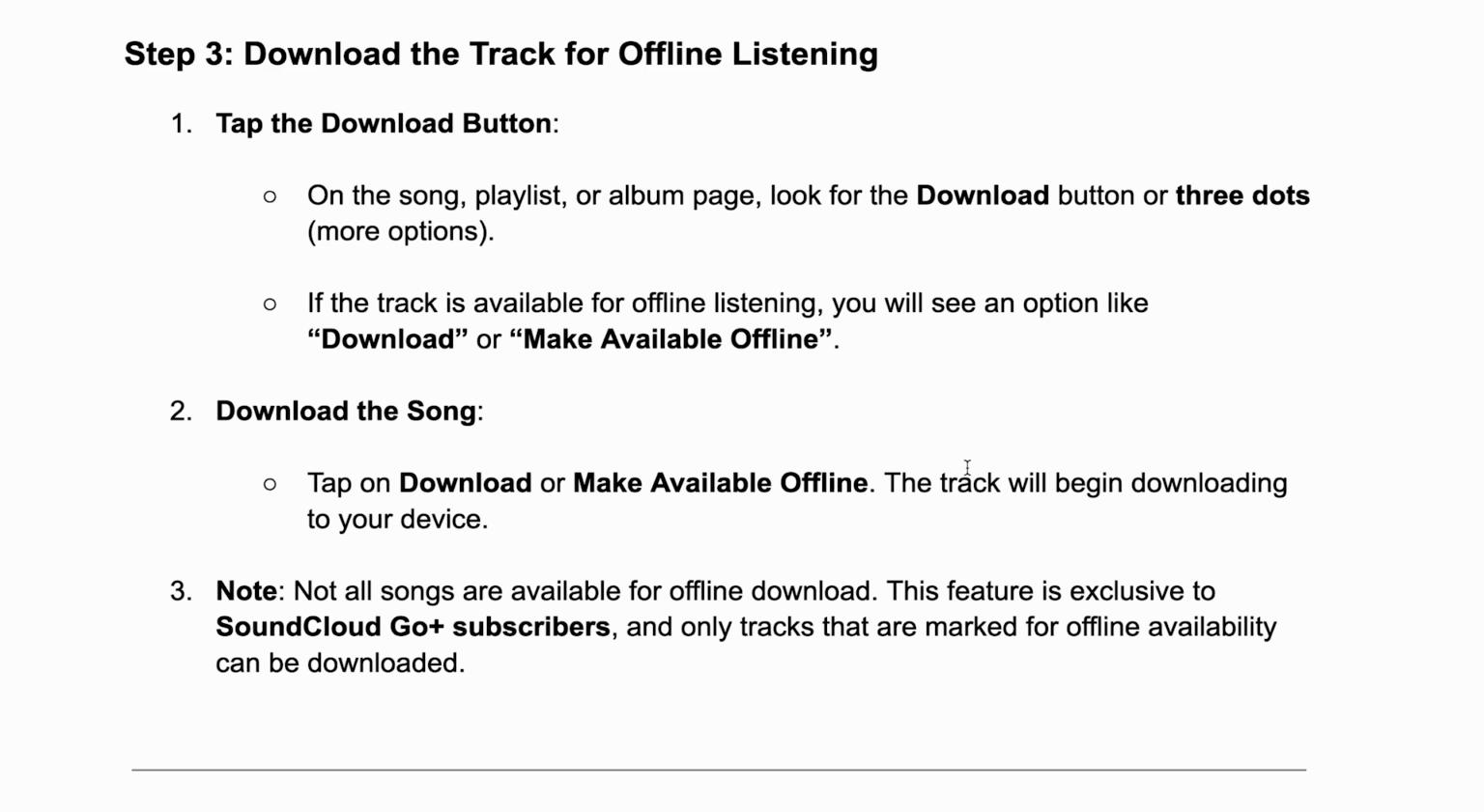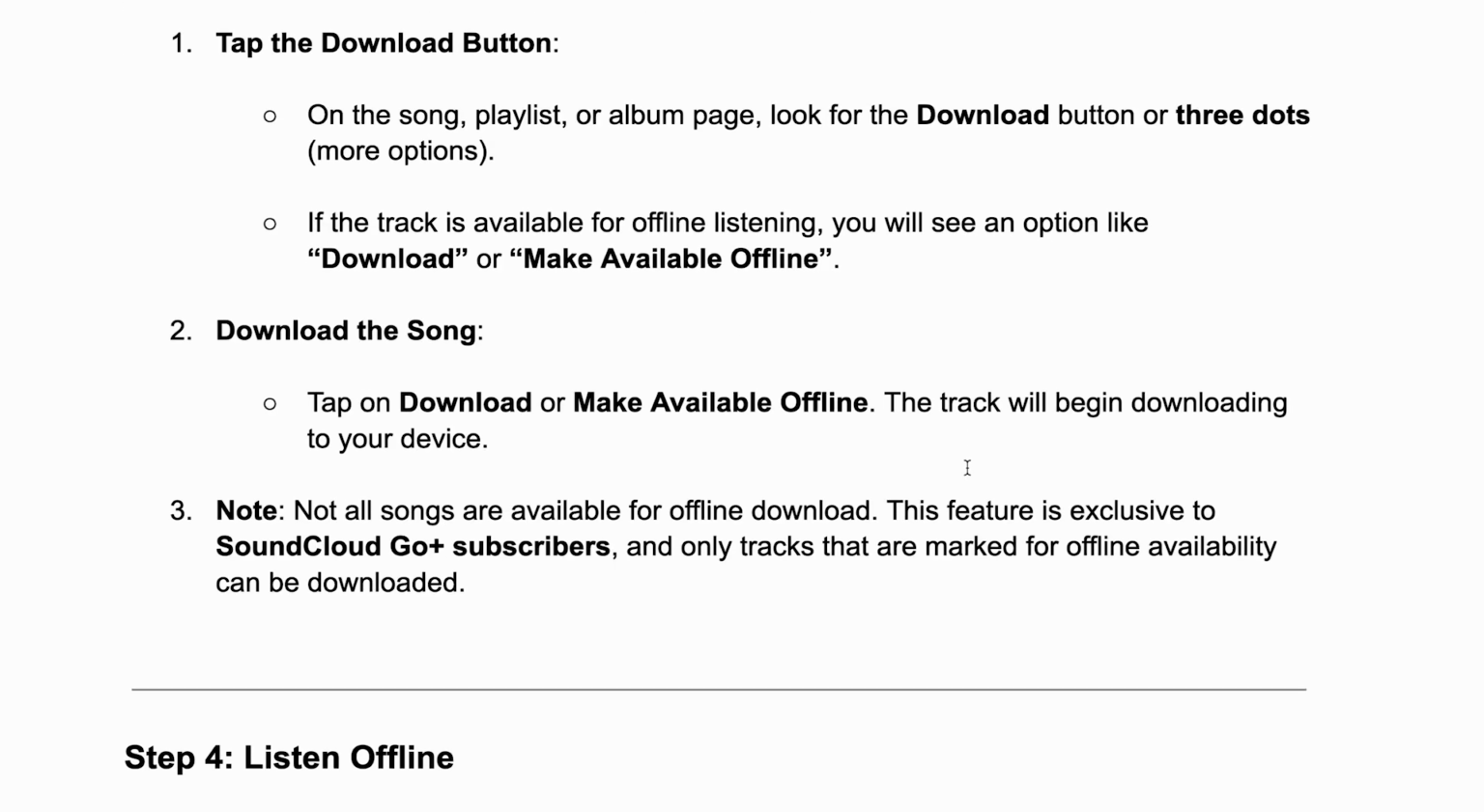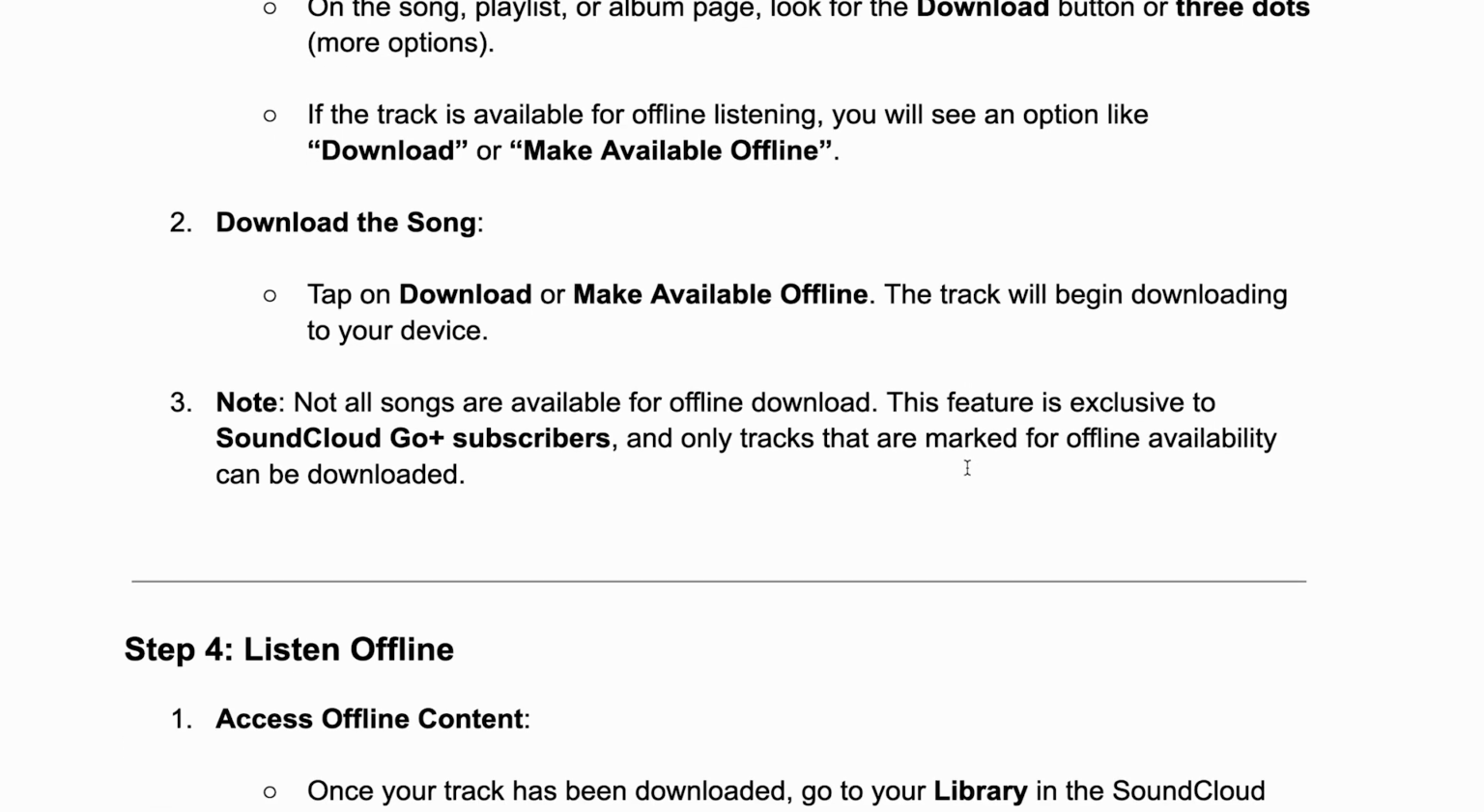Tap the download button, look for the download button or the 3 dots. If the track is available for offline listening, you'll see options like download or make available offline. Then download the song or make available offline. The track will begin downloading to your device.